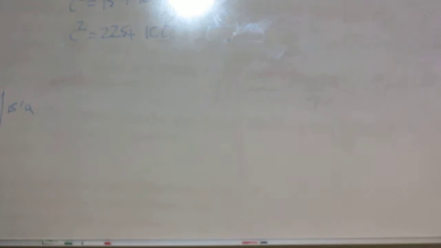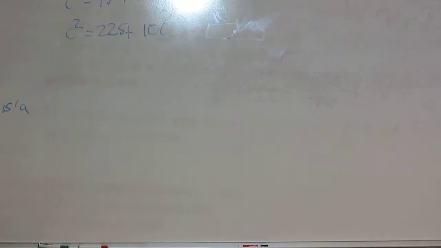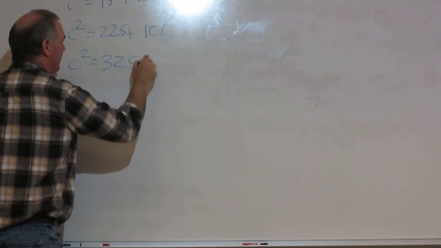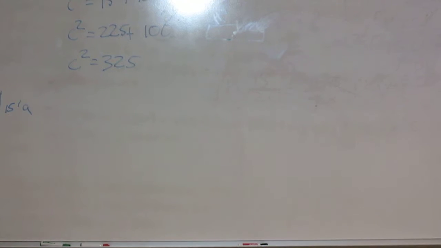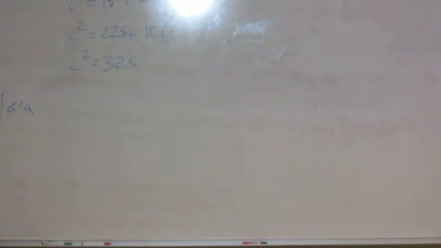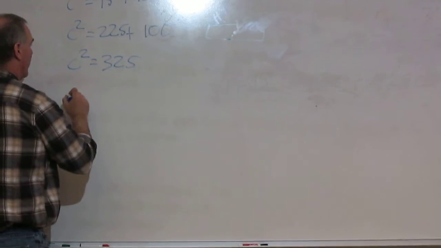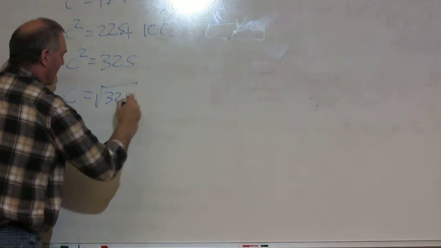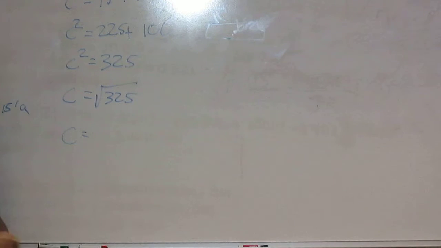You should have C squared is equal to 225 plus 100. C squared is equal to 325, adding those two together. Get rid of your squared. I've got C is equal to the square root of 325.